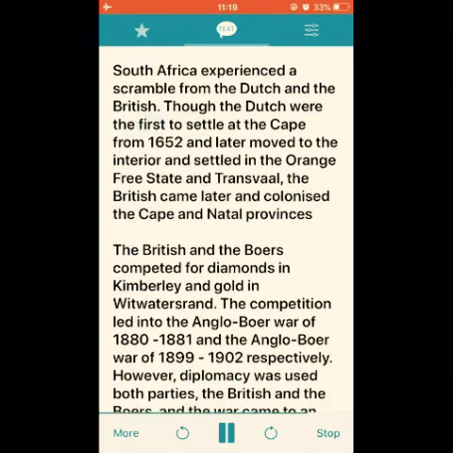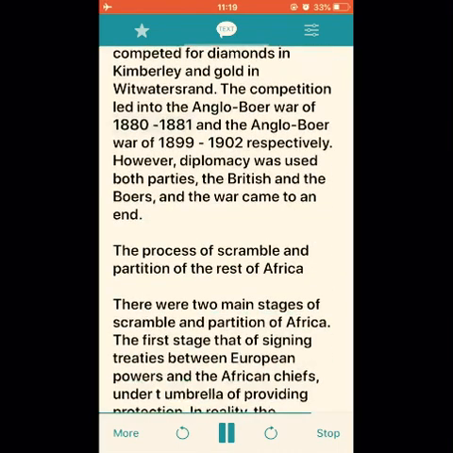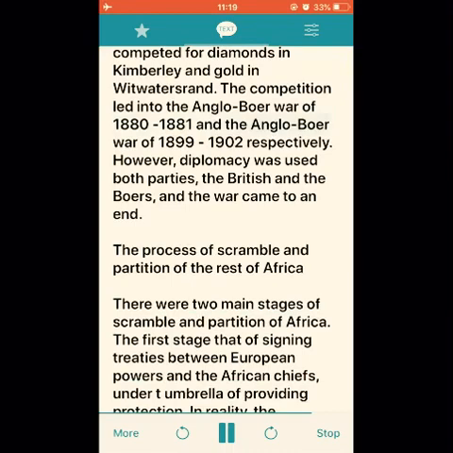Though the Dutch were the first to settle at the Cape from 1652 and later moved to the interior and settled in the Orange Free State and Transvaal, the British came later and colonized the Cape and Natal provinces. The British and the Boers competed for diamonds in Kimberley and gold in Witwatersrand. The competition led to the Anglo-Boer War of 1880 to 1881 and the Anglo-Boer War of 1899 to 1902 respectively. However, diplomacy was used by both parties, the British and the Boers, and the war came to an end.